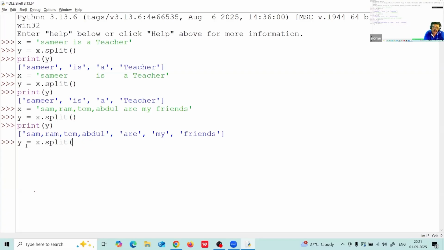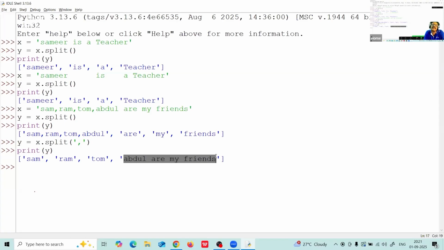Like you can give like this. Double quote, comma, double quote. Or triple quote also will do. You know, everything is legal in Python as far as characters or strings are concerned. Okay. So I have given like this. Done. Okay. Now if I print y, carefully observe, Sam is the first word. Then Ram is the second. Then Tom. Then Abdul are my friends, because after Abdul, there was no comma.